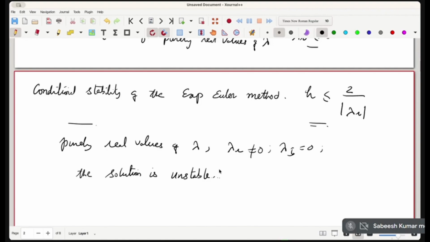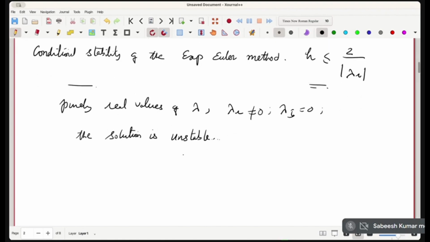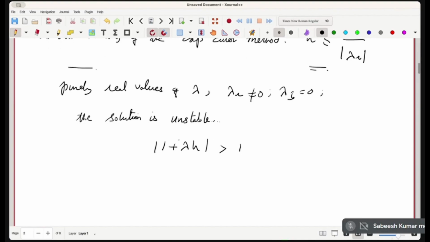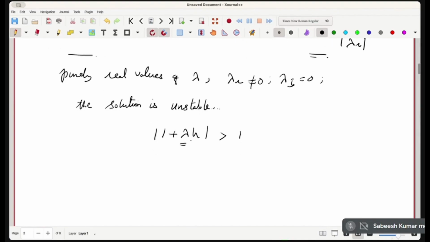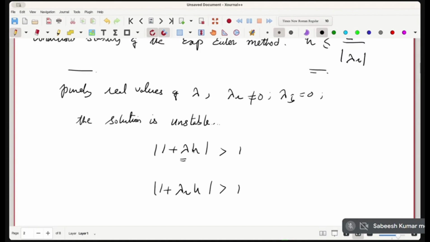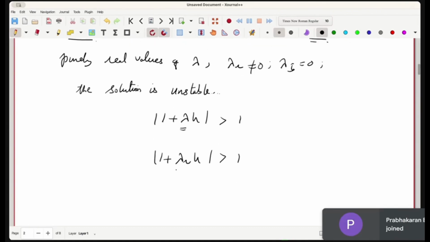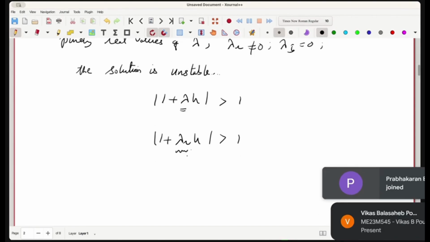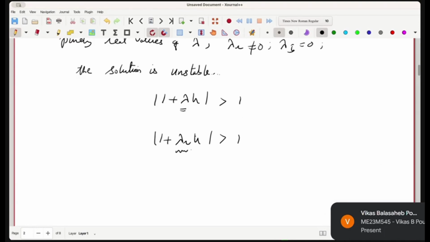If the solution is unstable and we have purely real values of lambda, then what we have is 1 plus lambda h modulus is greater than 1, right? That means this is greater than 1, and we say that this is basically only real values. That means we have 1 plus lambda r h is greater than 1. So, and we say that although lambda r is negative, right? If this happens to be greater than 1, then what we have is basically this entire quantity, right?